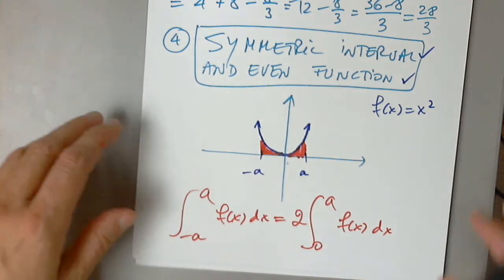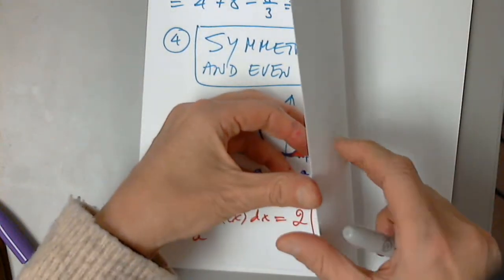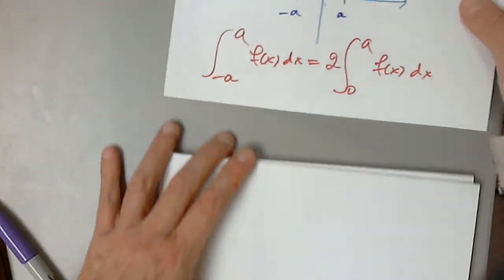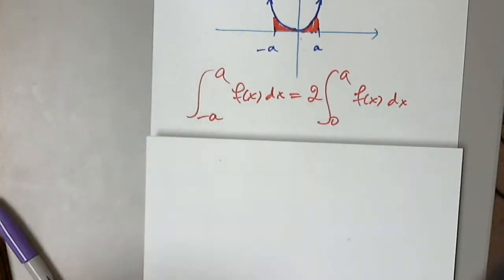Okay, number 5. We're going to look at a couple in a minute. Oh, I forgot to explain why the natural log of absolute value. I don't want to forget that.